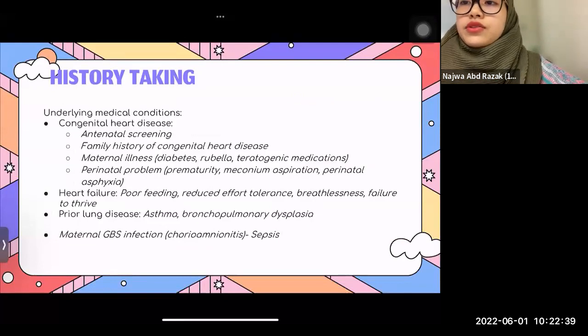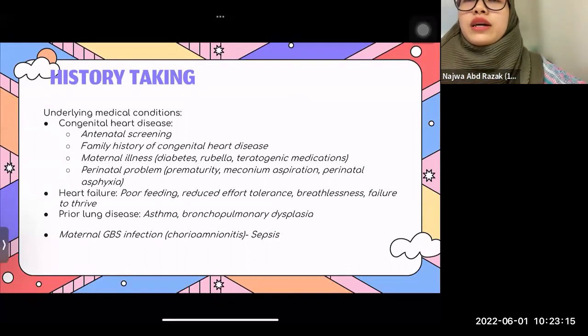So for underlying medical condition, especially congenital heart disease, it is important for us to ask the mother for the antenatal history. During the antenatal period, is there any detailed scan that has already detected this congenital heart disease intrauterine? So we ask for family history of any congenital heart disease, and we should also ask for underlying maternal illness, diabetes, rubella, teratogenic medication, such as what I have mentioned before. TGA is associated with teratogens.